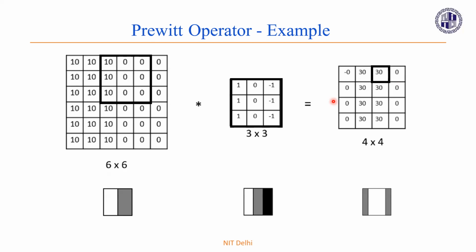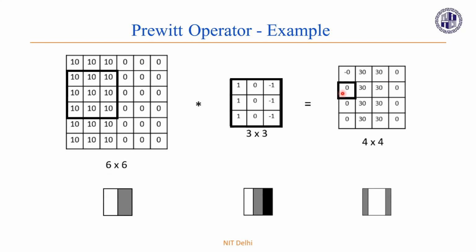Similarly, for the third column, first row, we will use the same technique. For the fourth column and first row, we will use the same technique. Here we can see all values are zeros. If we multiply and add it with this, we will get the value 0 only.